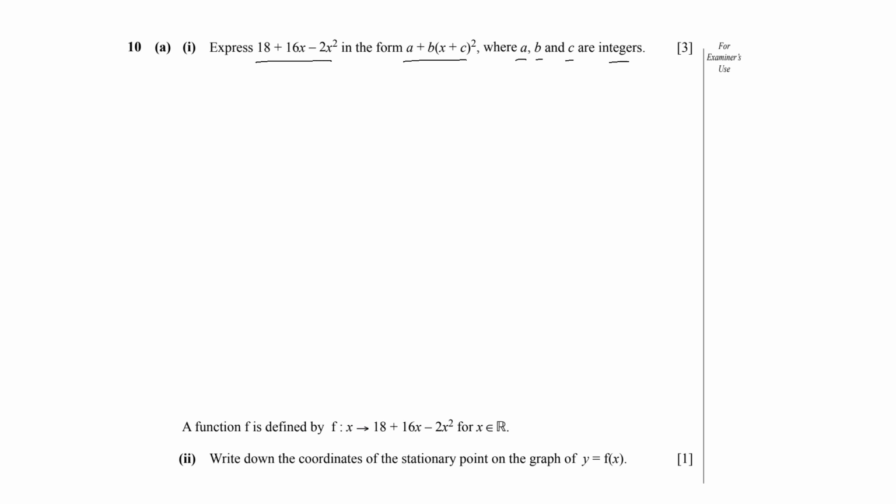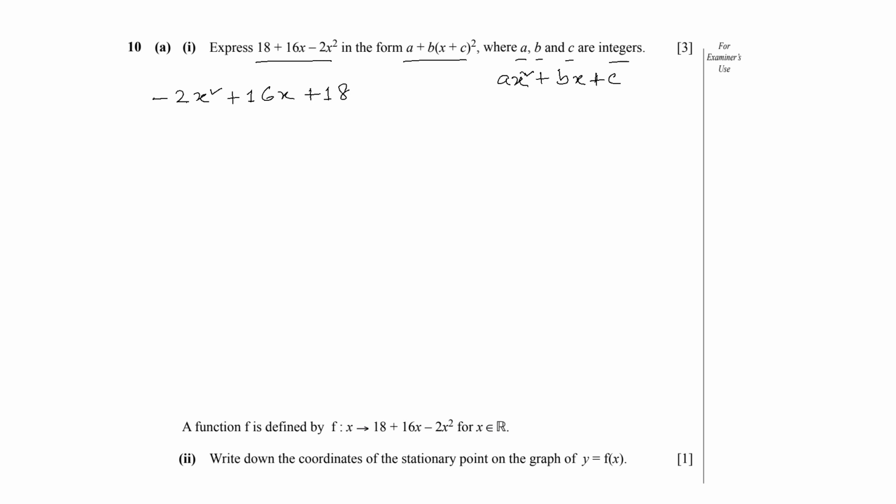What is the generic expression of a quadratic expression? Let's write. It is ax squared plus bx plus c. So let me write our given expression in this generic form. Putting the x squared term first, we can write minus 2x squared plus 16x plus 18.